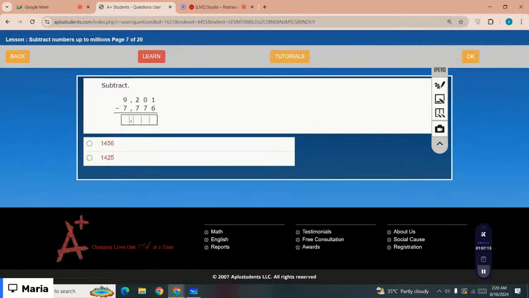Okay, the next one is 9201 take away 7706. So which is the correct option?